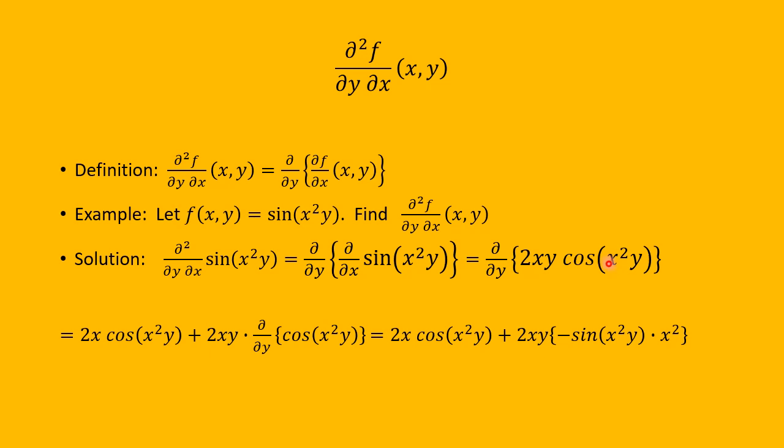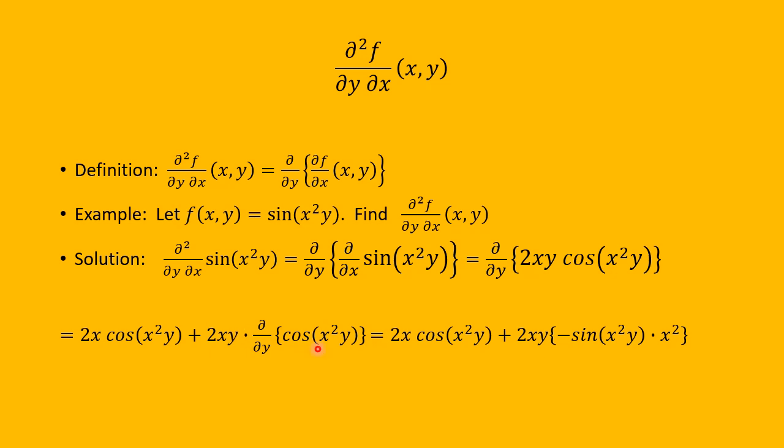So what we have to do next is to find the partial derivative with respect to y of this stuff. Well, this stuff happens to be a function of y times another function of y. So we have to use the product rule. So we'll take the derivative of this first function of y, which is 2x, times the second function, which is cosine of x squared y, plus the first factor, 2xy, times the derivative with respect to y of cosine x squared y, which is right here. Okay, well, this one we've already evaluated.